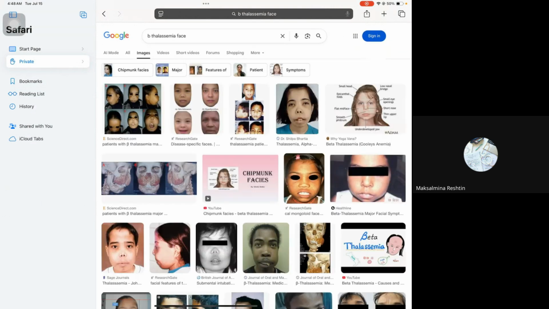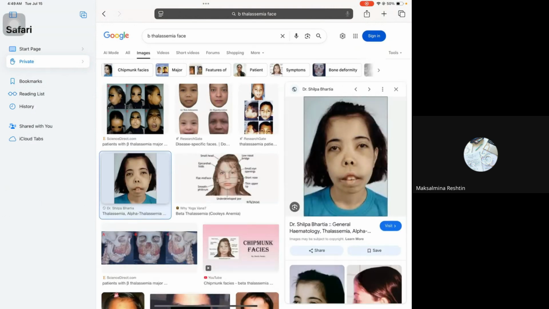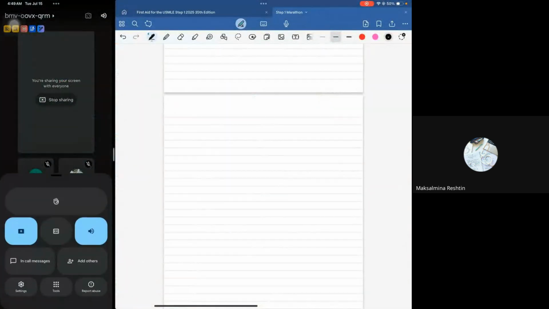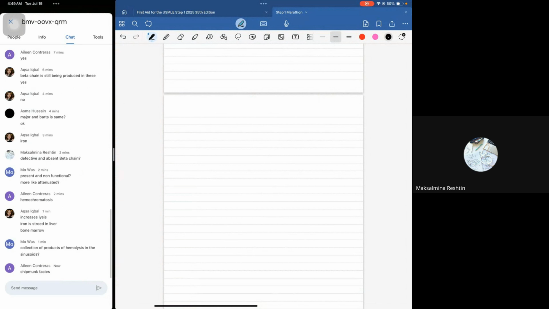You're going to have chipmunk face, right? This face is going to be present because the patient is having a very increased amount of red blood cell formation in these areas, right? So this is going to cause the chipmunk faces.